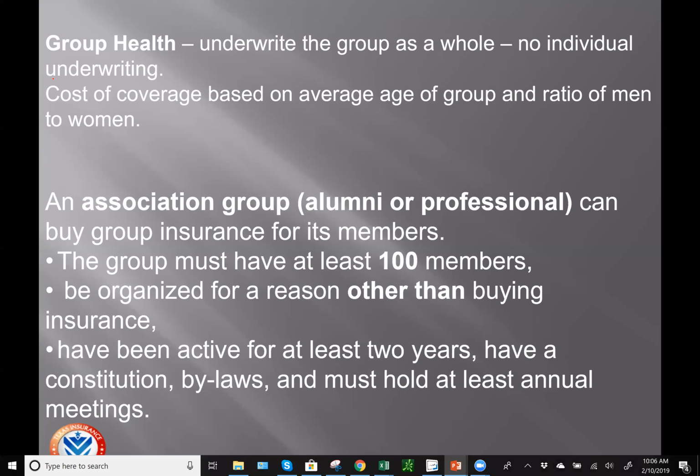All right, moving on to group health insurance. Group health, similar to group life, they underwrite the group as a whole. That is very important on your group underwriting. They do not do individual underwriting. Cost of coverage is based on the average age of the group and the ratio of men to women in the group. Evidence of insurability is usually not required because once again, they're underwriting the group as a whole.